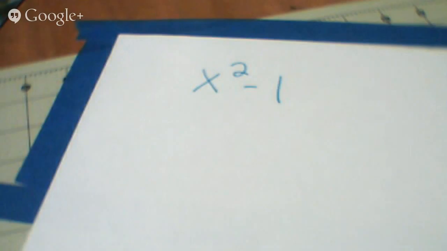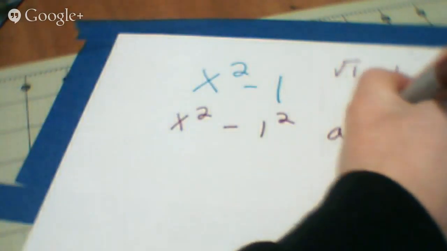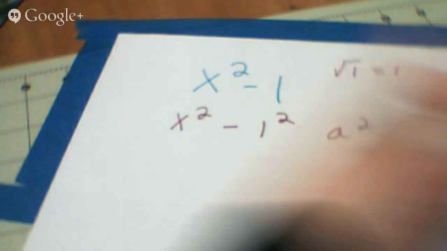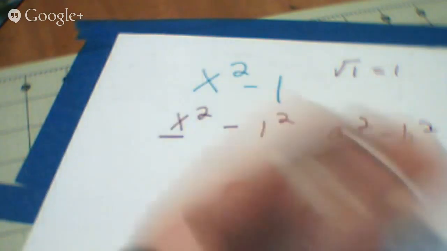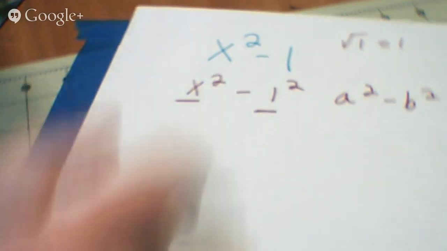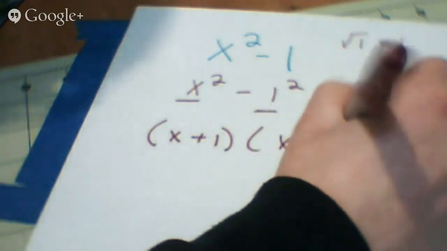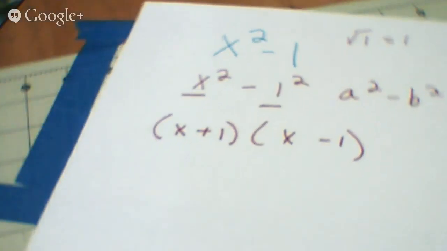Now, if you're looking at this, you might say, well, this is not in the form that we had. But if we look, the square root of 1 is still 1. So we can rewrite this problem as x squared minus 1 squared. And now it's in the form a squared minus b squared. And in this case, our x is going to be our a, and 1 is going to be our b. So I can rewrite this as x plus 1 times x minus 1, just like we had before.